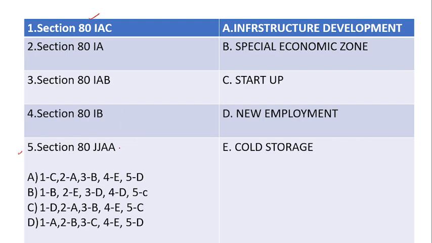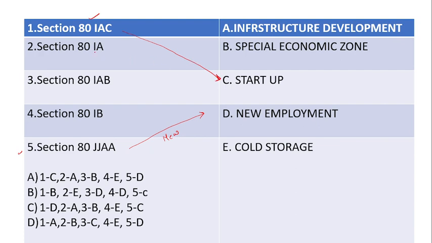The fifth point is Section 80JJA, which is for new employment. This is also added in the new tax regime. This deduction you will get in the new tax regime also. Then option first is for 80IAC. 80IAC is for the startup.